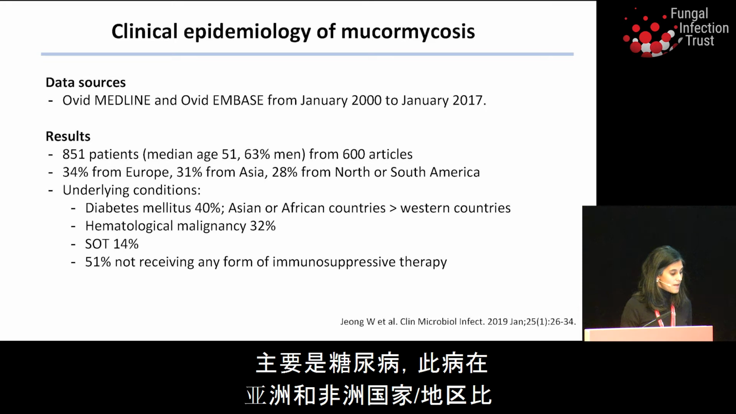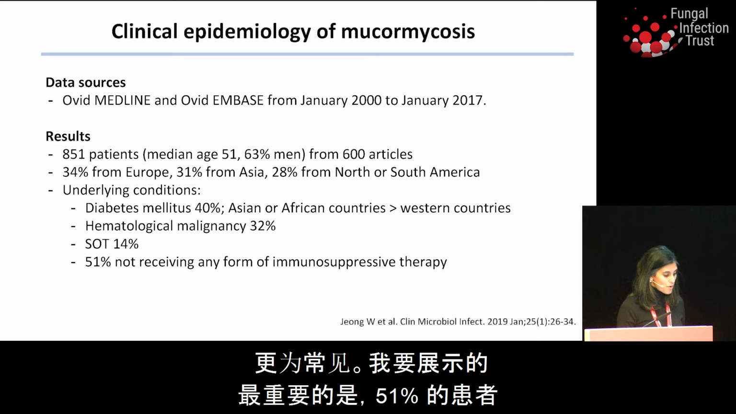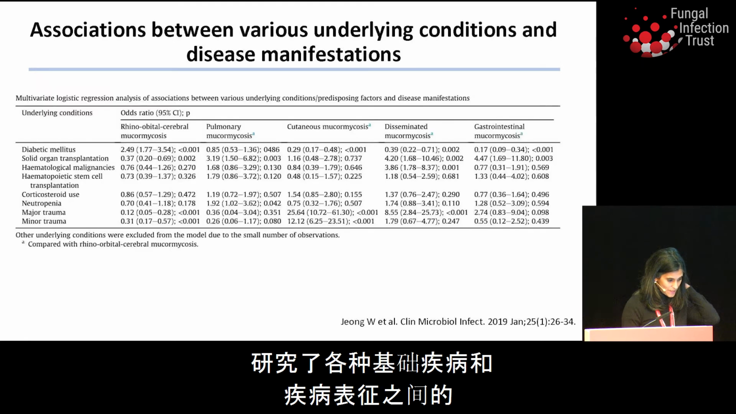And the underlying condition was mainly diabetes, which was more common in Asian and African countries than in Western countries, and hematological malignancies, which were more common in Western countries. Importantly, what I have to show is that 51% did not receive any form of immune suppressive therapy.